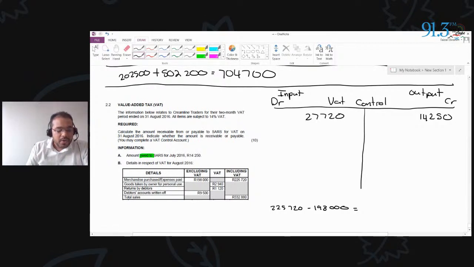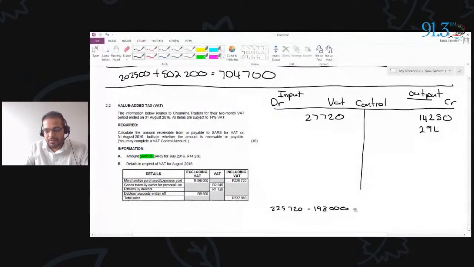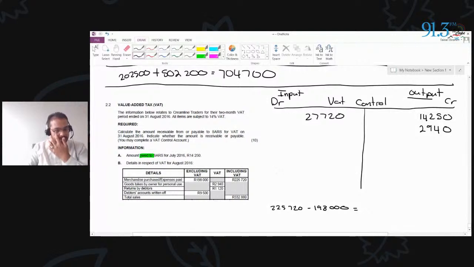Goods taken by the owner for personal use. Again, where is the goods going in or goods going out? If goods are taken by the owner for personal use, goods are going out, it will therefore form part of my VAT output and be put on my output side. So I'll put there, they give me the VAT amount, I don't need to work it out. 2940. Perfect.